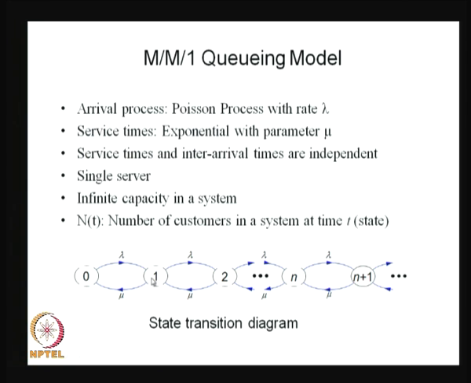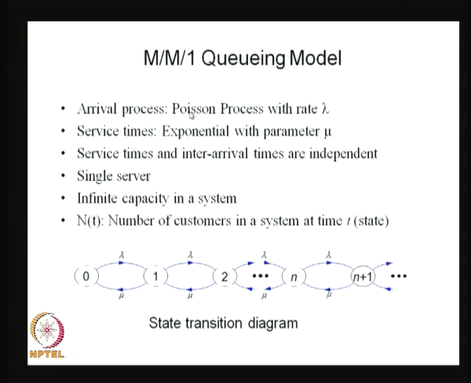Therefore, there is no way the system goes from one state and jumps more than one state forward. That is not possible. So, only one step forward is possible because the arrival process follows a Poisson process, and since we have only one server in the system, the state is also decremented by only one level below. Therefore, this is going to form a birth-death process. The reason for this CTMC being a birth-death process is that the arrival process follows a Poisson process.